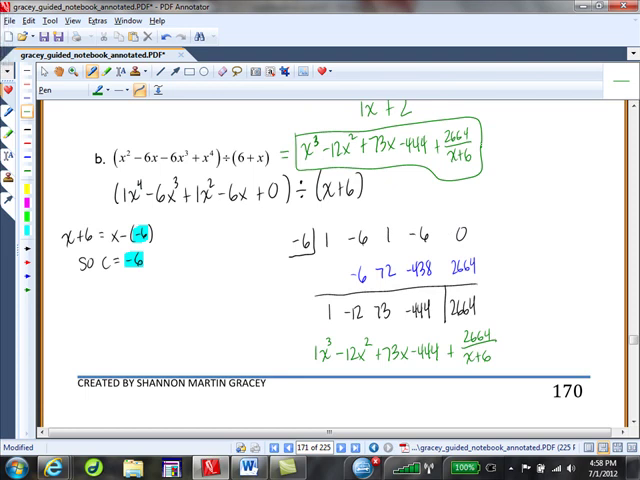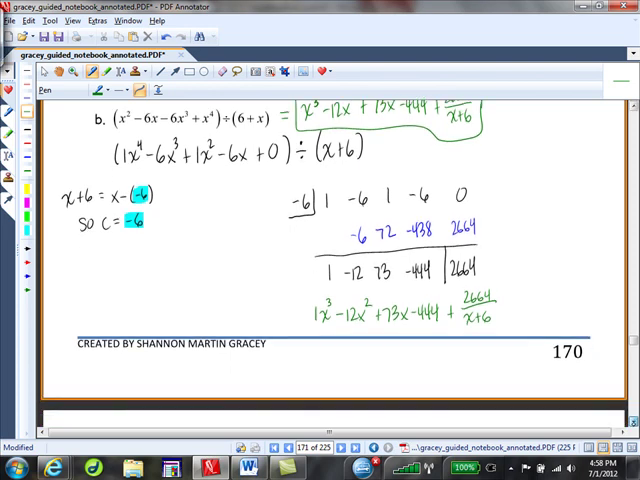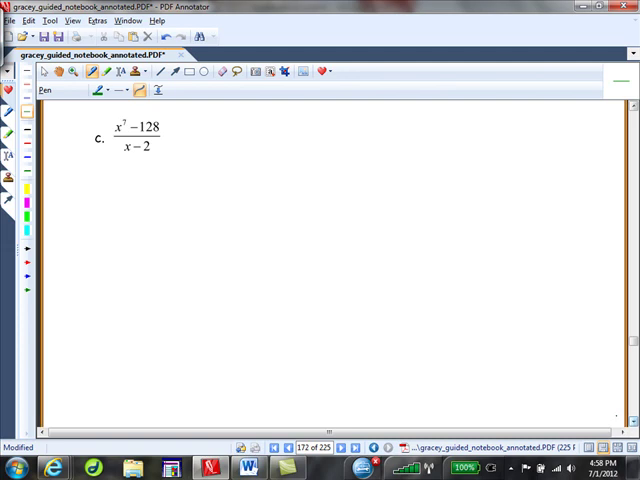Okay, so C and D, why don't you give them a try. Just a hint, there are a lot of missing terms in C. Okay, part C. So pause the movie and see how you do with these. Time to check your work.